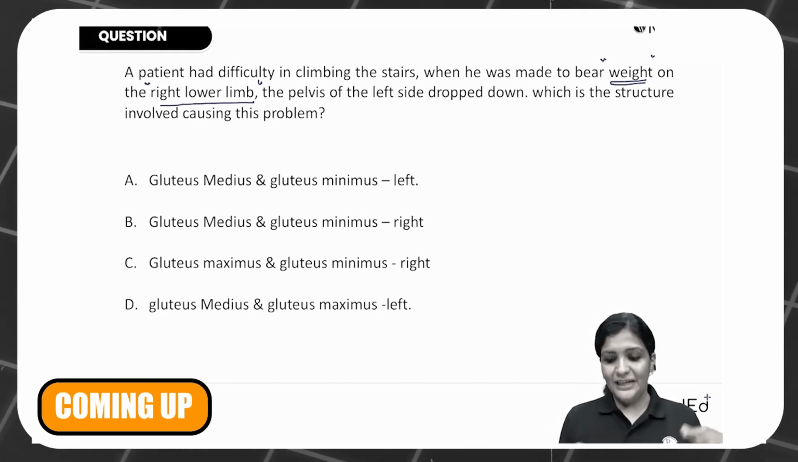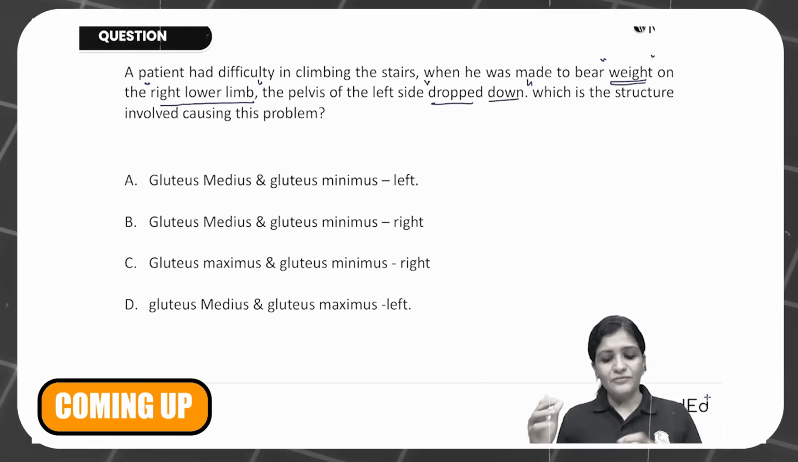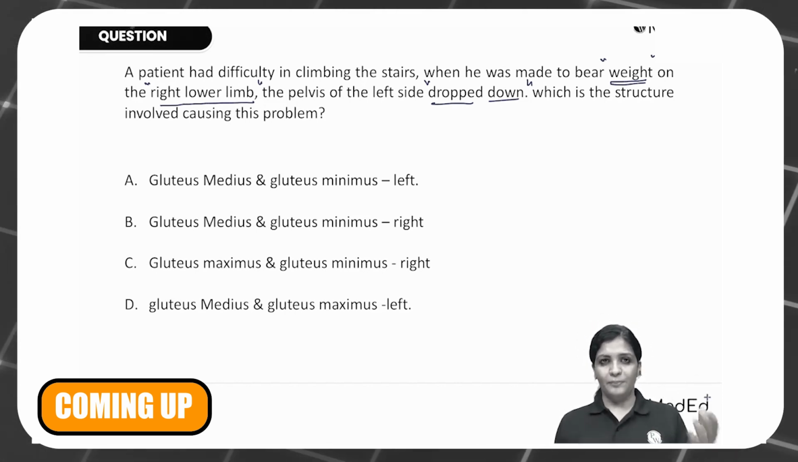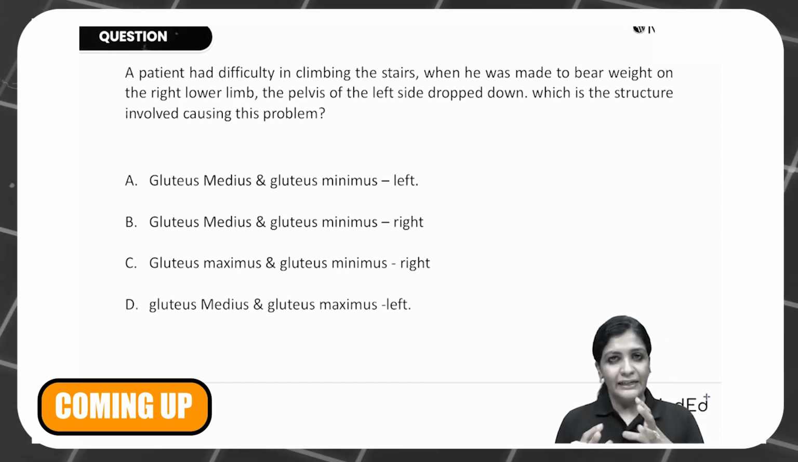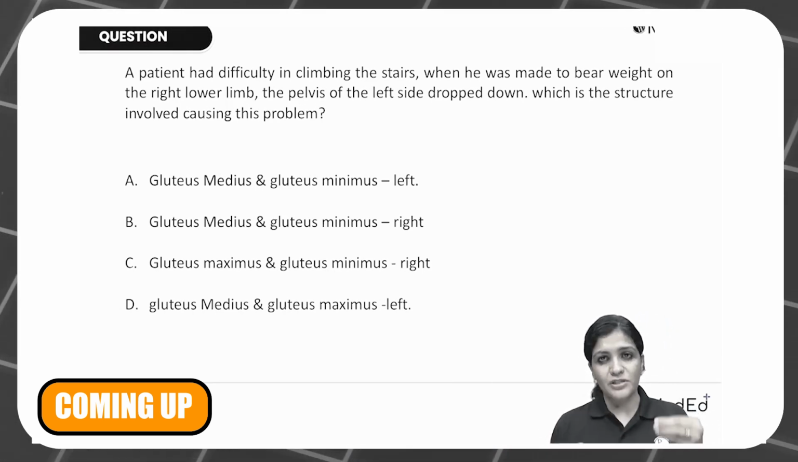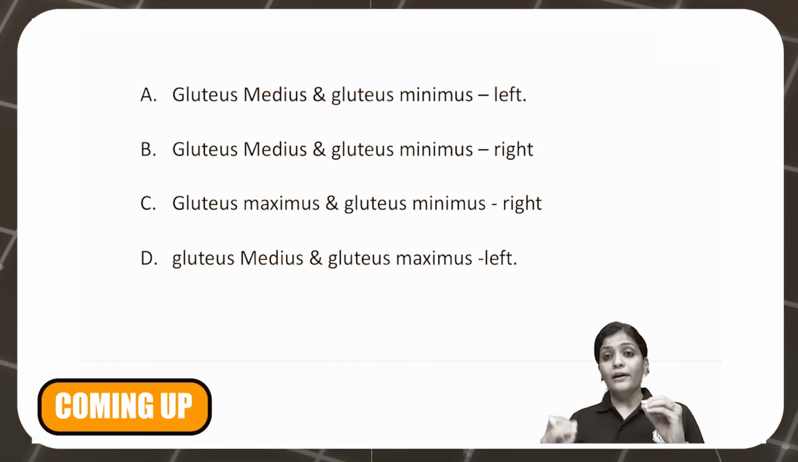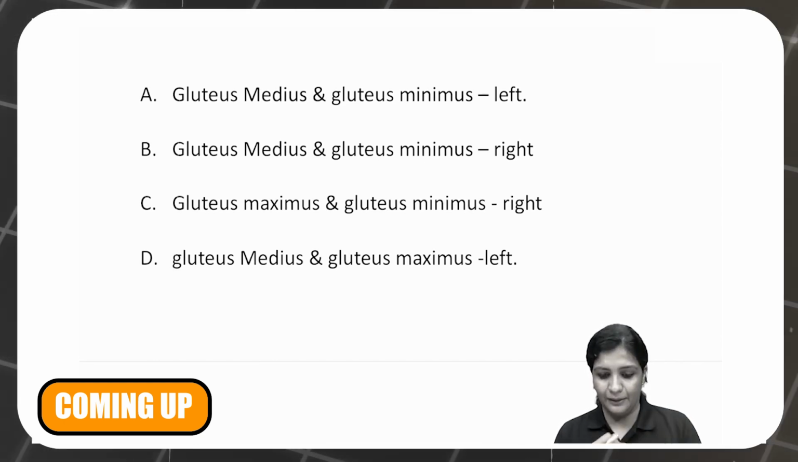The pelvis of the left side has dropped down. So this is the clue. Which of these structures is causing this particular problem, that is drooping of the opposite pelvis? Here the patient had difficulty in climbing the stairs. So the presenting symptom was difficulty in climbing the stairs. Which abductors, on the right side or the left side, are acting?